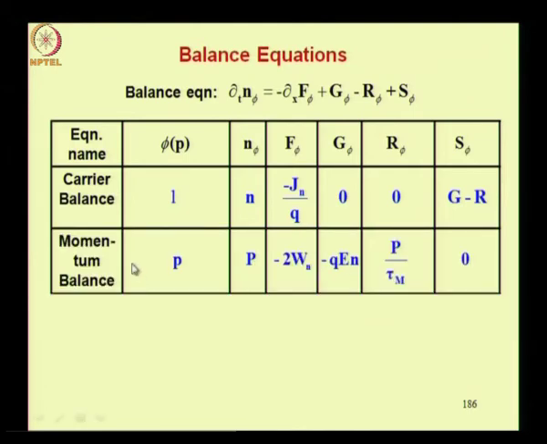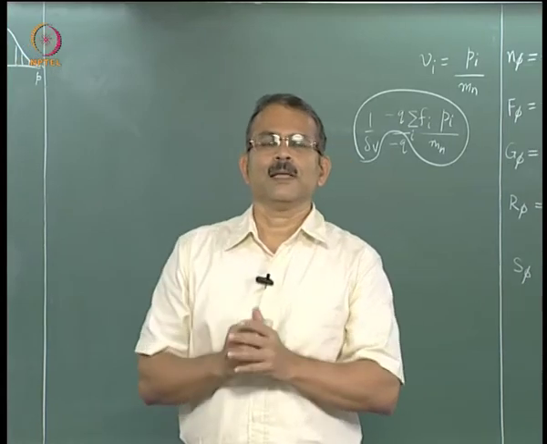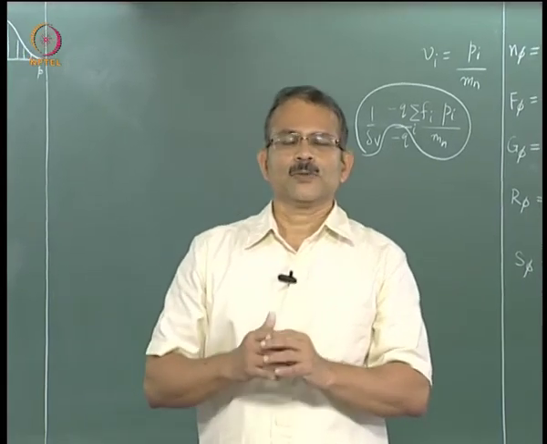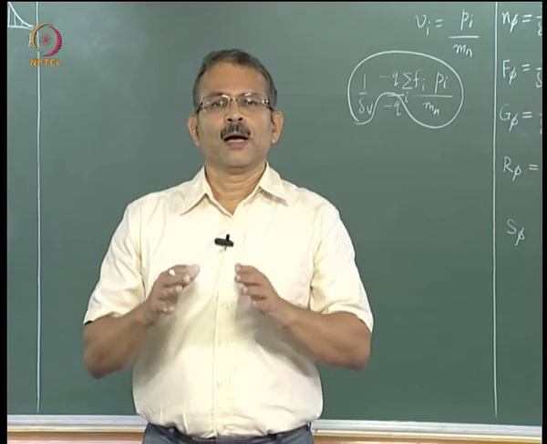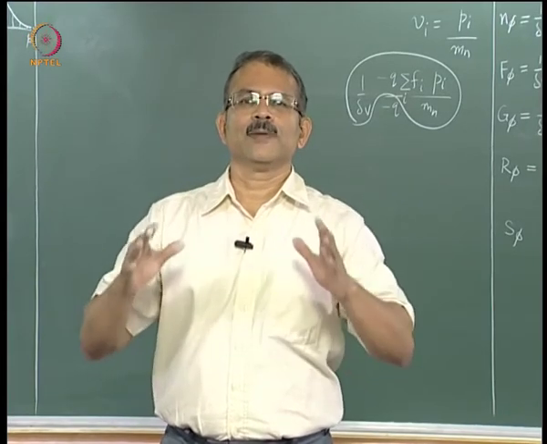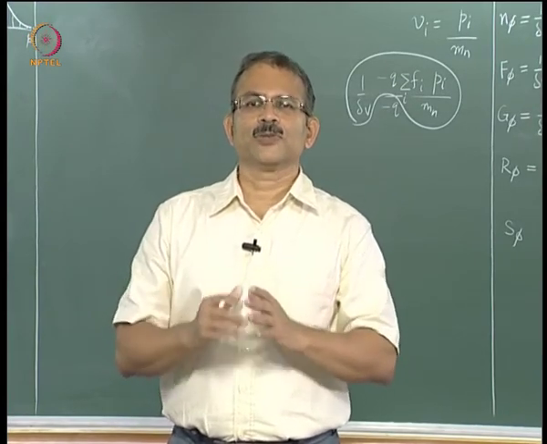Let us look at the momentum balance equation. You get that by choosing phi p equal to p, because then n phi becomes the average momentum density, capital P. Now please note that the symbol P is being used for multiple quantities. This is one of the problems, because in this course there are a lot of quantities we are dealing with, and so this kind of situation will arise.